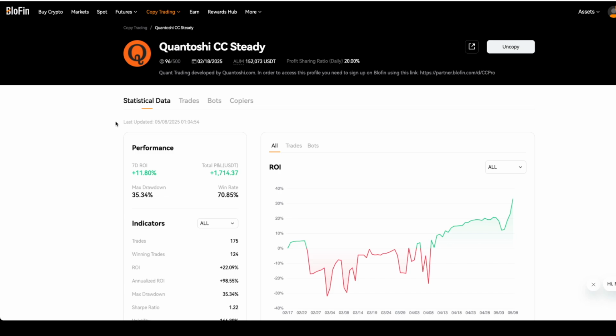Overall, BloFin, great platform, and Quantoshi CC Steady is a great option for those traders that don't really have time to be focused on charts and trade themselves, but want some exposure to the volatility in crypto.